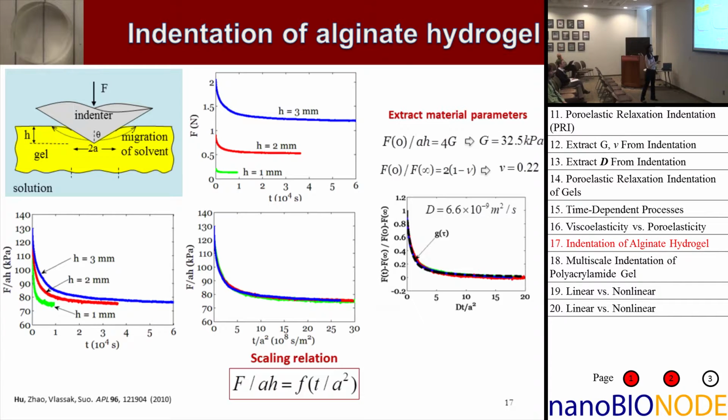Then I further normalized the time t by a squared. A is contact radius. These three curves collapse into one single curve. It's exactly the scaling for poroelastic behavior. Then we can safely use our method to get shear modulus from instantaneous force and Poisson's ratio from equilibrium force, and fit these three curves to this master curve. You can get diffusivity. It's very simple, right?